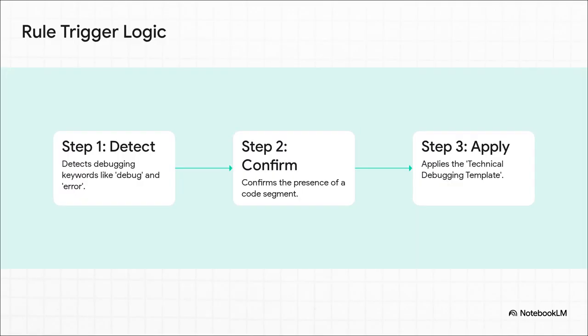So you might be wondering, how does it know which rule to use? Well, it's actually pretty simple logic. First, it scans for keywords you'd expect, like debug or error. Check. Second, it confirms that, yep, there's a chunk of code in there. Check. Once both of those are true, boom, it automatically applies the technical debugging template.